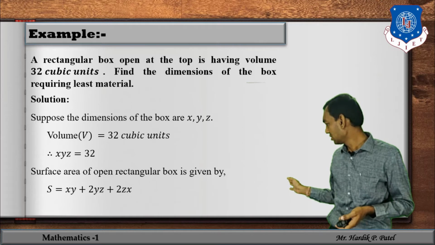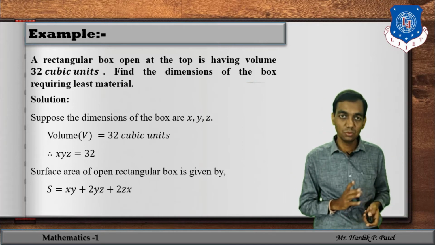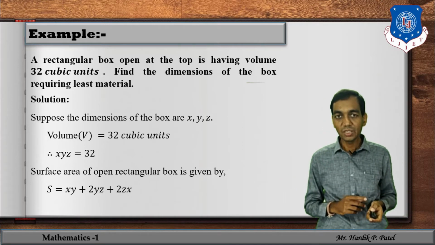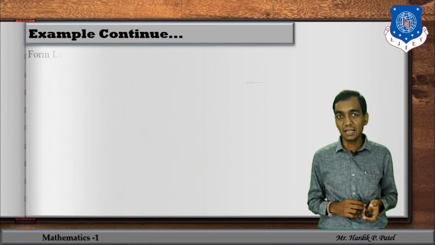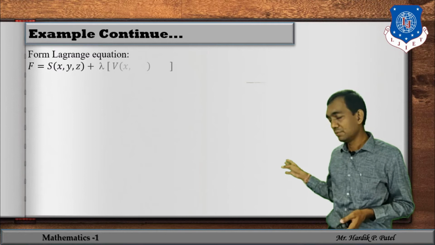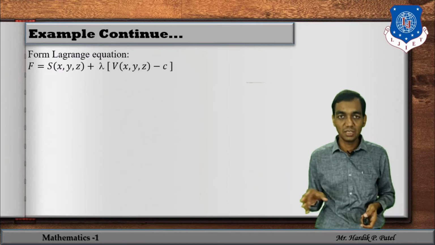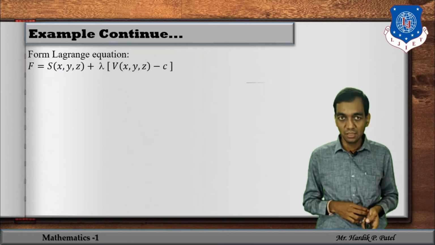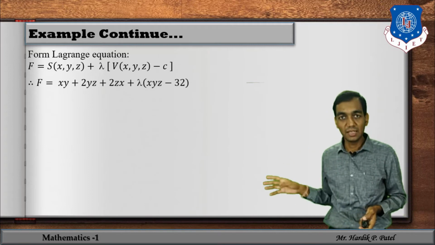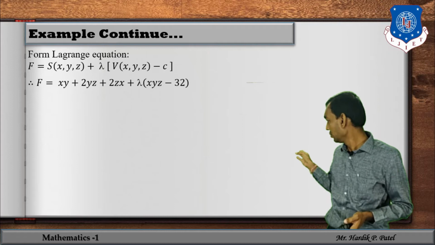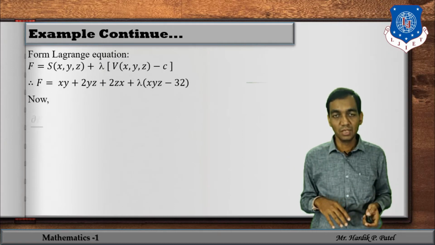So S will be xy + 2yz + 2xz. Now, if we are going to form the Lagrange equation, the Lagrange equation is nothing but capital F equal to S + λ(V − C). So your F will be xy + 2yz + 2xz + λ(xyz − 32).